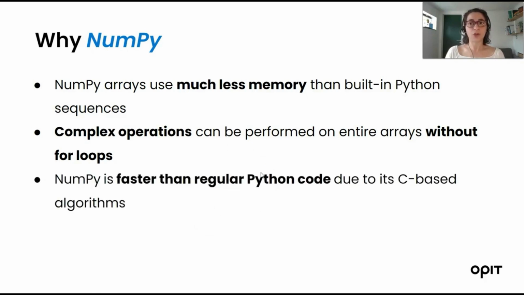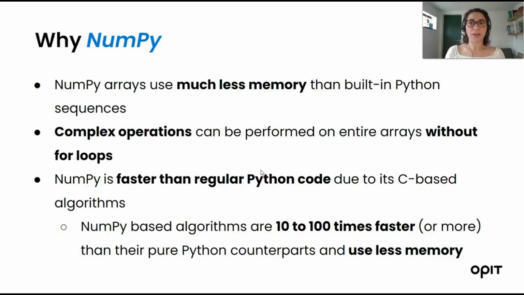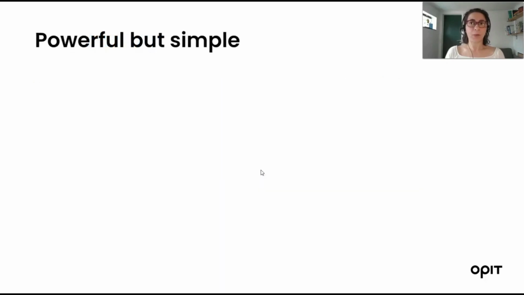It has also been shown how NumPy is faster than code that uses regular Python structures and functions, and that is due to its C-based algorithms. It has in fact been shown that NumPy-based algorithms can be 10 to 100 times faster, sometimes even more, than their pure Python counterparts, and use less memory than those. In its simplicity, as we will witness this week, NumPy is very powerful.